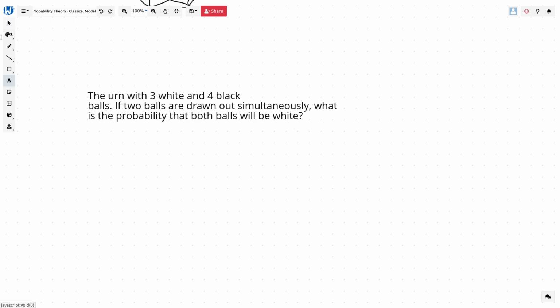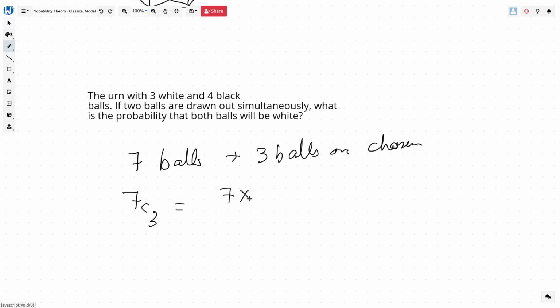So in total we have 7 balls, and out of which 3 balls are drawn simultaneously, meaning 3 balls are chosen. Okay, so the total number of ways that can be done is 7C3, which is nothing but 7 into 6 into 5 divided by factorial 3, which is 6. So that is 35 ways, right?